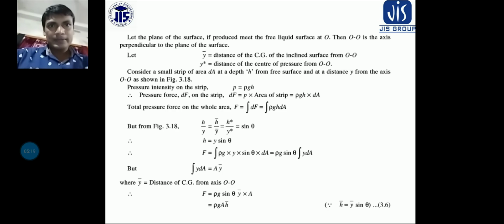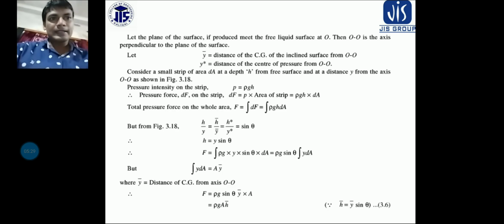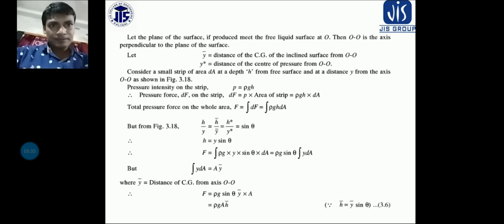Now we have to calculate the intensity of pressure. The intensity of pressure p is equal to rho g h. The pressure force dF on the strip is pressure into area, so dF is equal to rho g h into dA. So the total pressure force on the whole area, F, is equal to the integration of dF, which is the integration of rho g h dA.